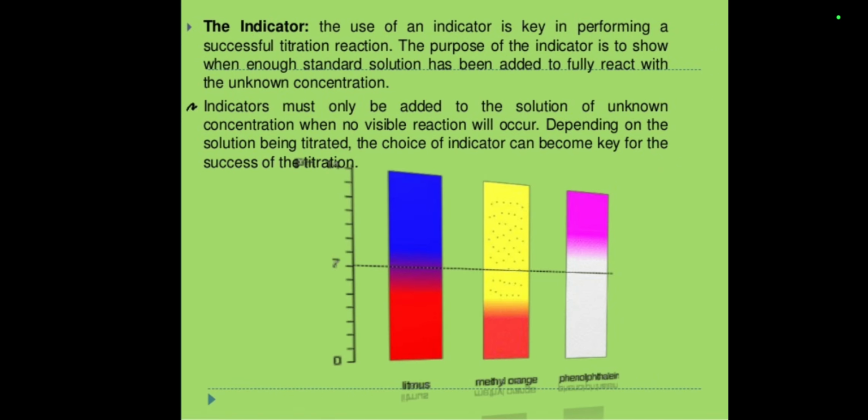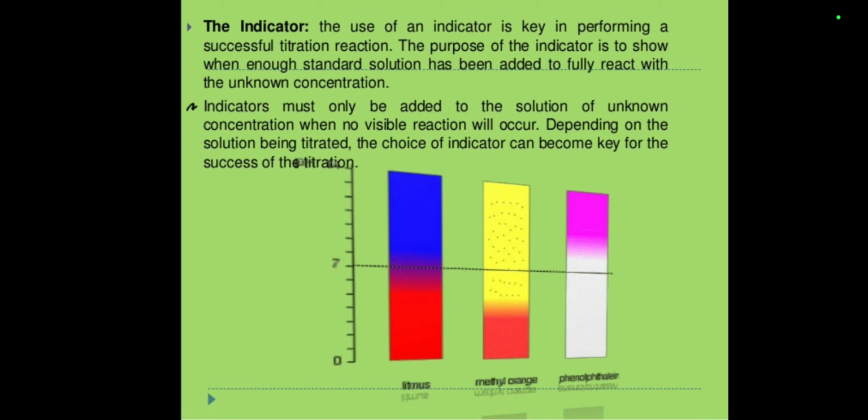Okay? So the indicator is used. The use of an indicator is key in performing a successful titration reaction. The purpose of an indicator is to show when enough standard solution has been added to fully react with the unknown concentration. Indicators must only be added to the solution of unknown concentration when no visible reaction will occur. Depending on the solution being titrated, the choice of indicator can become key to the success of the titration. Of course, indicators are a factor in identifying the success of titration.